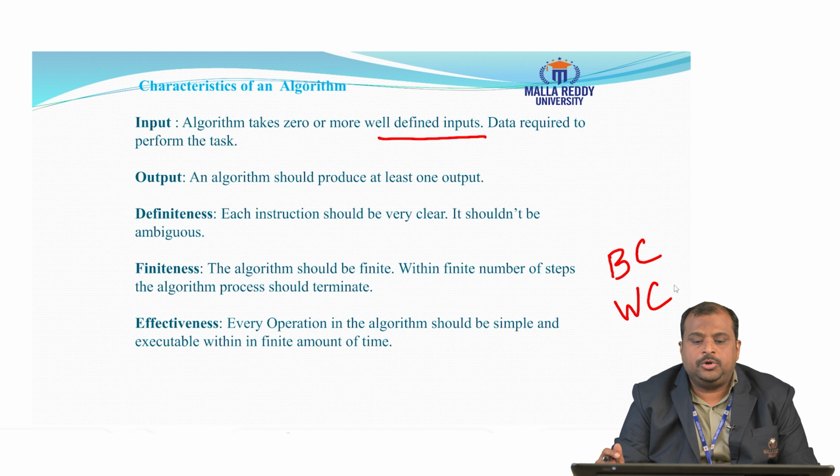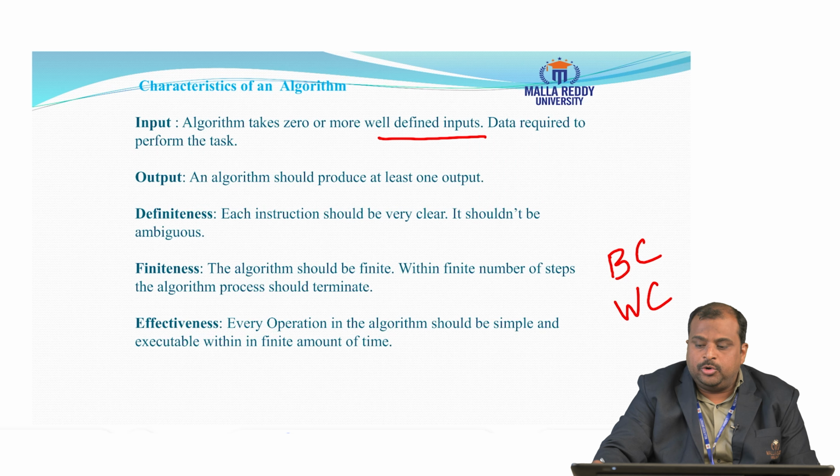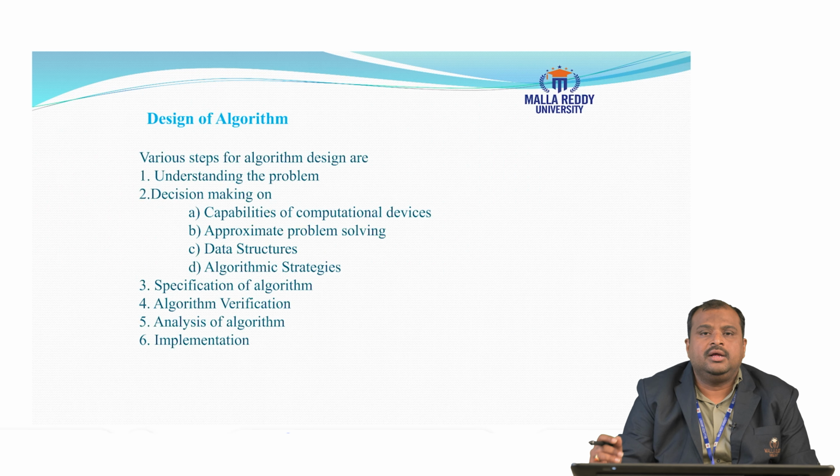The next one is effectiveness. Effectiveness means that whatever instructions we pass to the algorithm should be simple, and all of them should be executed within a finite amount of time, that is, the stipulated time. These are the properties, characteristics, or features of an algorithm.